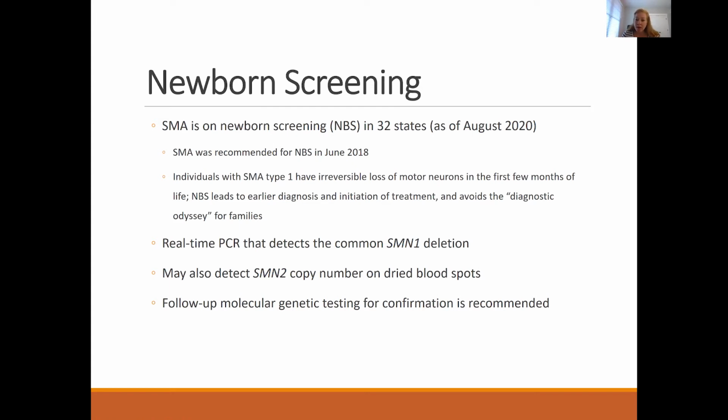But either way, if the diagnosis is made or suspected based on newborn screening results, then the recommendation is that we follow up with molecular testing in order to confirm diagnosis and also provide more specific or accurate information regarding type 1 and type 2 copy numbers.